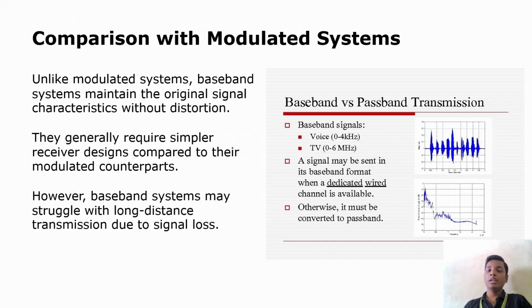Here is the difference between baseband versus passband transmission. Baseband signals: for example, voice signals are transmitted from 0 to 4 kHz, and TV signals are transmitted from 0 to 6 MHz. A signal may be sent in its baseband format when a dedicated wire channel is available. Otherwise, it must be converted into a passband.